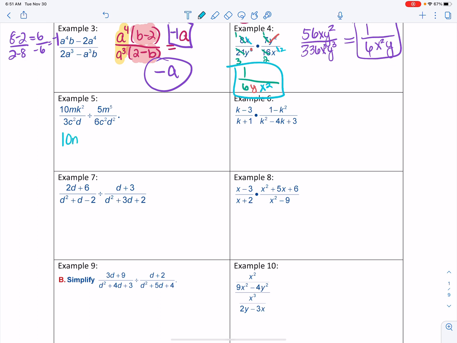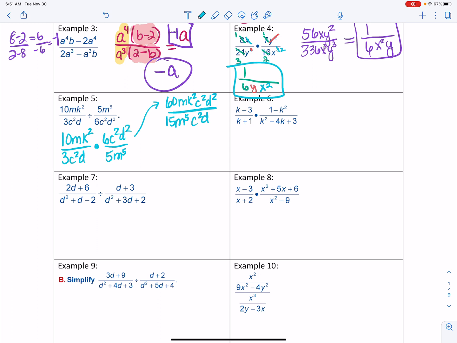Okay, if you look at the next example, it is a division sign. So you're doing 10mk squared over 3c squared d times 6c squared d squared over 5m to the 5th. Okay, so from there, I'm going to multiply. So I get 60 mk squared c squared d squared over 15, I'm going to write it in the same order, m to the 5th, there's no k, c squared d.